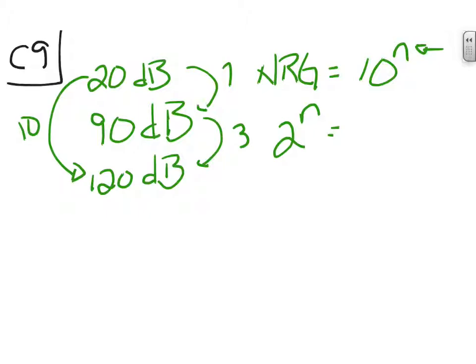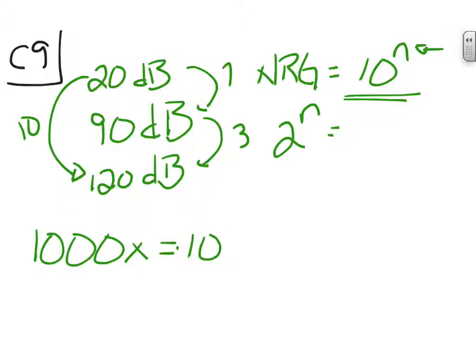Now, in number 9, we said we have 1,000 times the energy. So here, this is energy. So you're thinking, okay, energy is 10 to the n. So 1,000x is equal to 10 to the what? Well, how many zeros are in 1,000? That's 10 to the 3rd. Well, if I stuck a 3 up here, I also need to stick a 3 there.